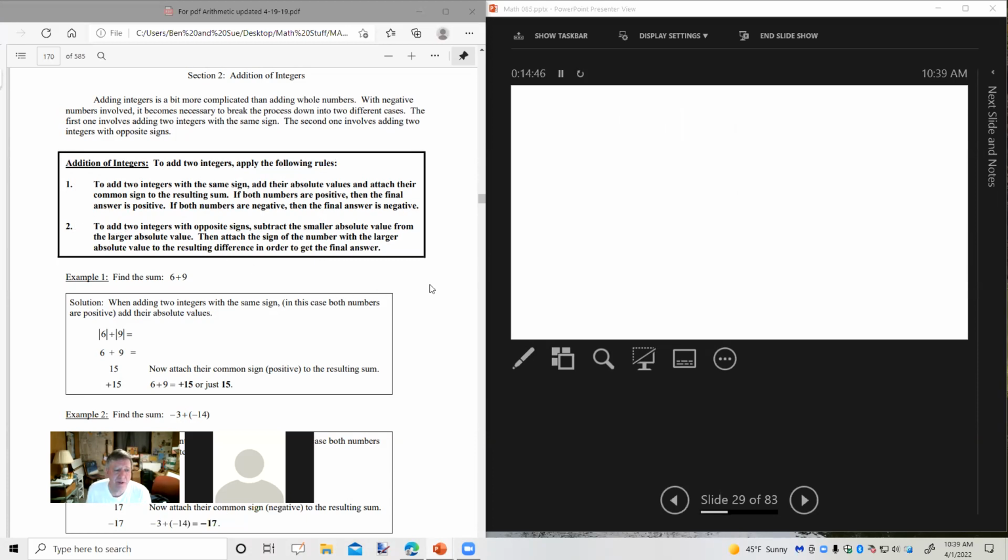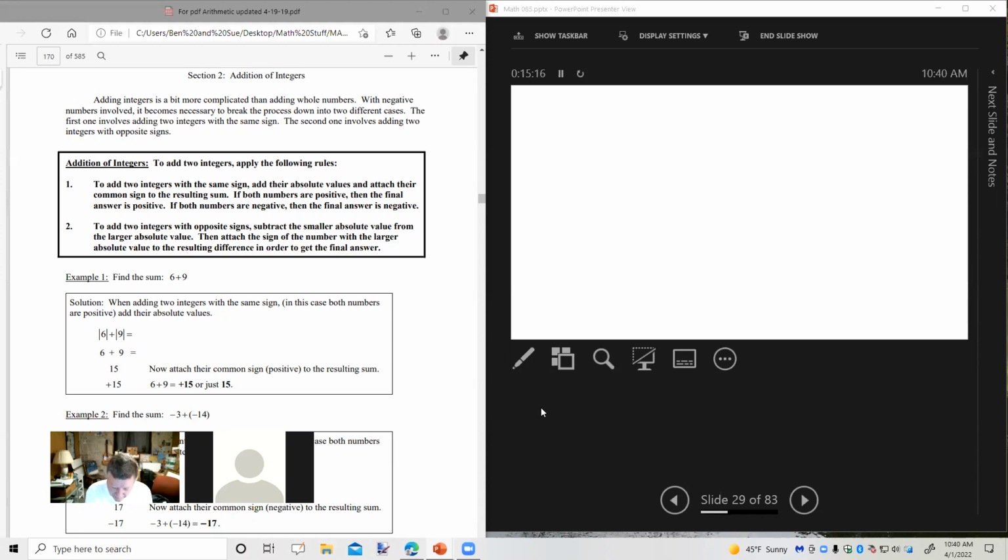To add two integers with opposite signs, subtract the smaller absolute value from the larger absolute value. Then attach the sign of the number with the larger absolute value to the resulting difference in order to get the final answer. I need to tell you, the first time I read this long ago, I had a headache. It's like, what are they talking about? It just sounds awful. It's not that bad. We just have to get used to the idea.